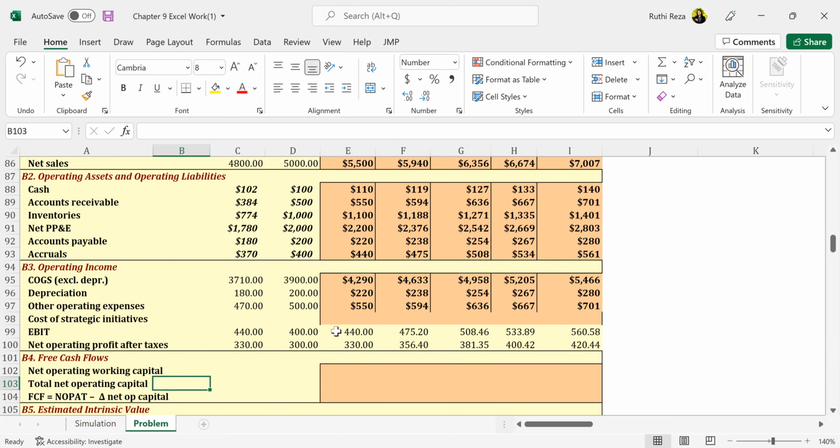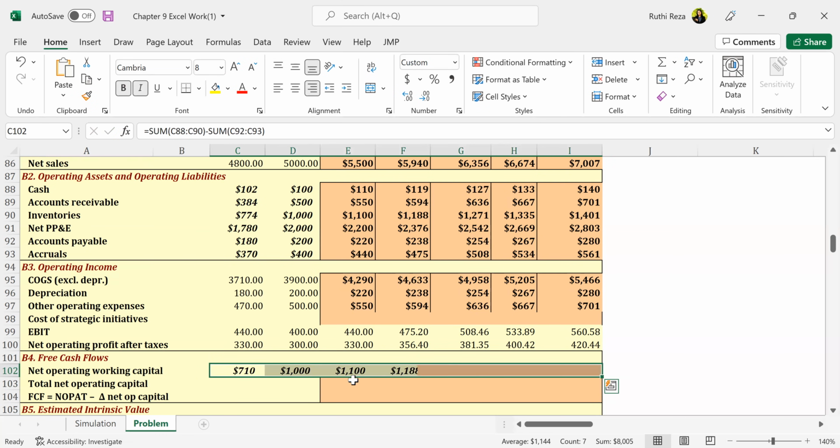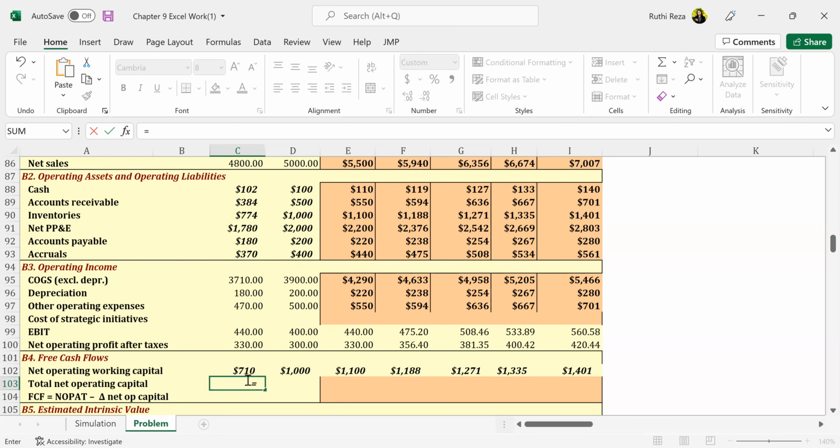Also, we know our operating assets and operating liabilities in the forecasted years. Now we are going to estimate our net operating working capital. So net operating working capital is the difference between the total operating assets and total operating liabilities. And total net operating capital is net operating working capital plus net PPE.